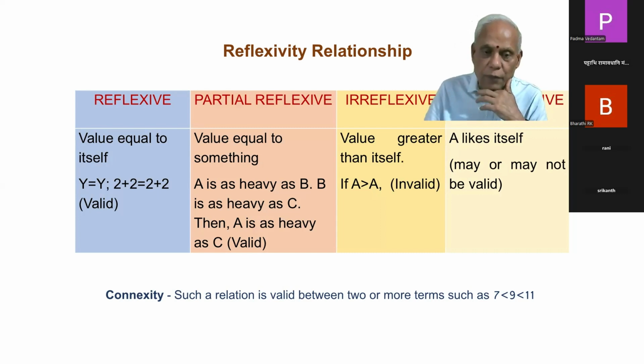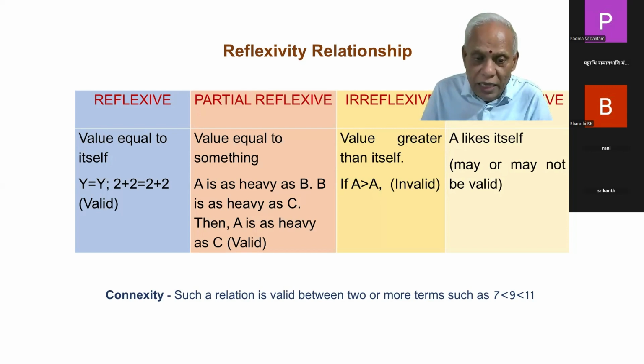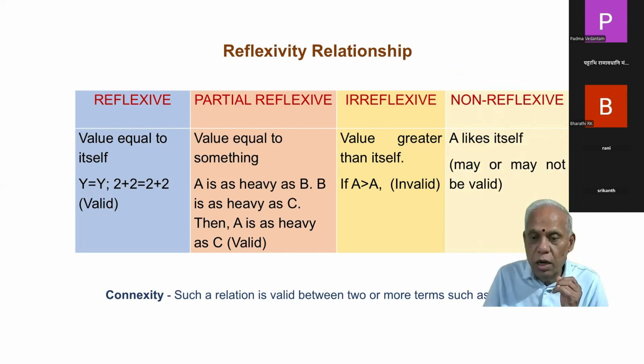Then partial reflexive, where the value is equal to something. We say A is as heavy as B, B is as heavy as C, then A is as heavy as C. It is correct. A is as heavy as B means A is equal to B. B is as heavy as C means, here, instead of giving an equal to, we are saying it with reference to a characteristic. So A is as heavy as C. This is a valid argument. So this is partial reflexive. We are not saying equal to, we are giving a relation. This is what is called a partial reflexive. So a partial reflexive reasoning is valid. Reflexive reasoning is valid.